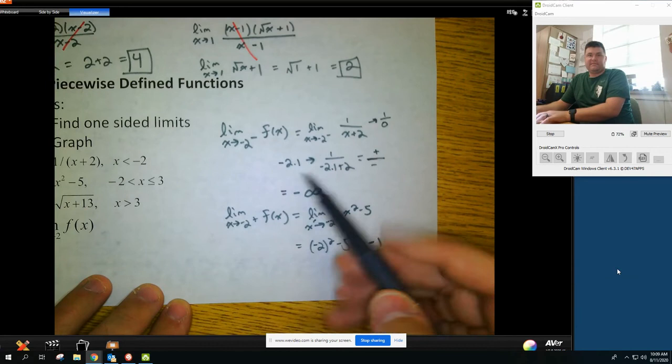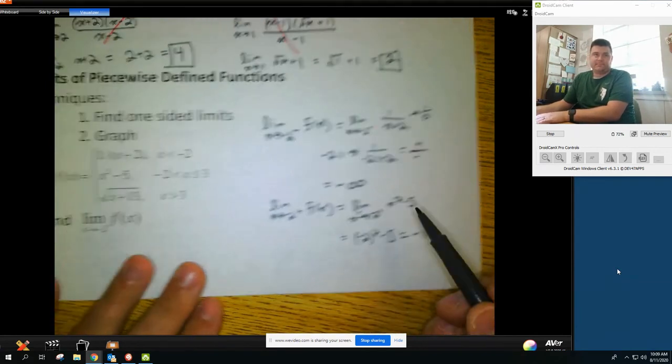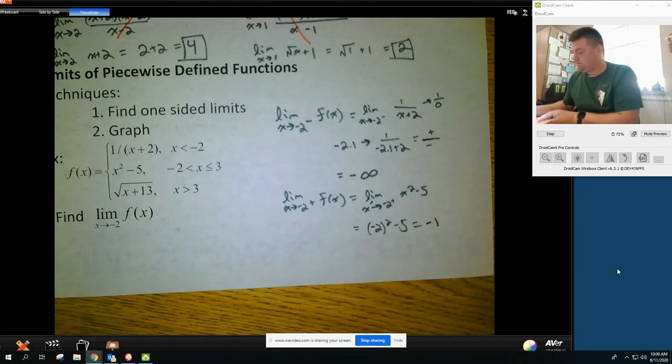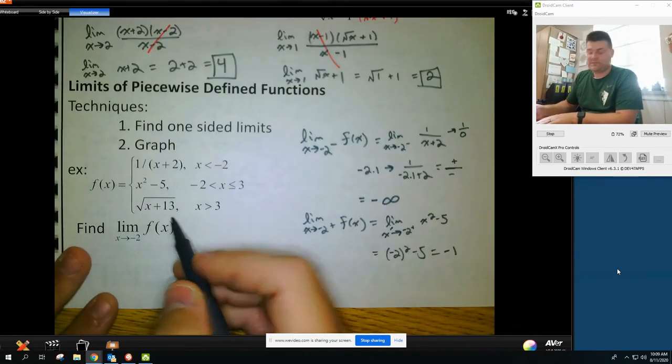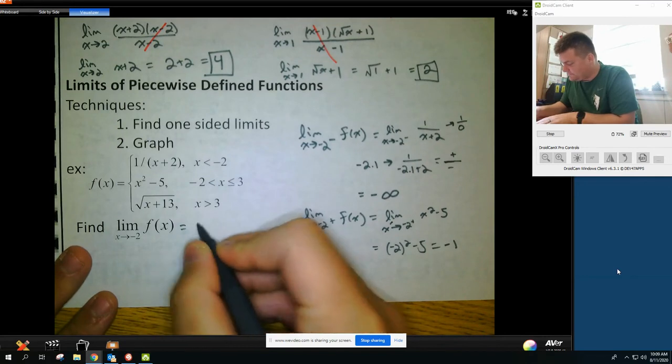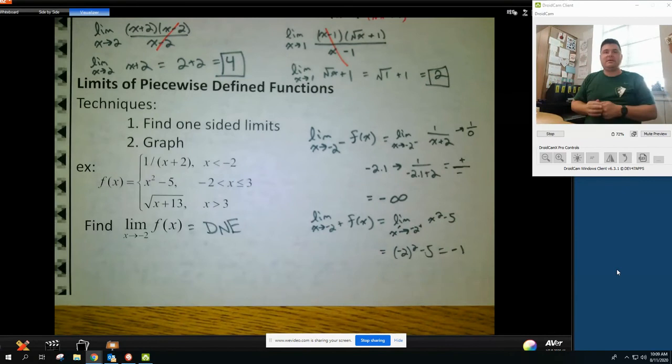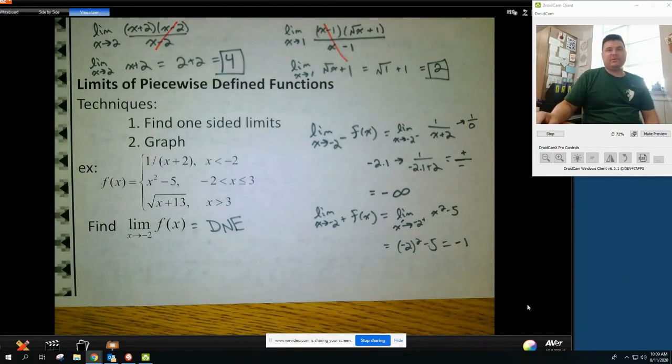So here's the left value, negative infinity. Here's the right value. Are they the same? Hopefully you said no. So what does it tell me about this? Since they're not the same, well, this does not exist. And that will wrap it up for limit laws and using a little bit of algebra with limits.